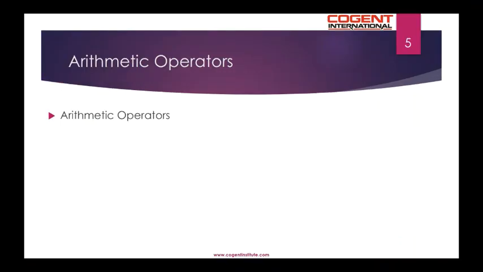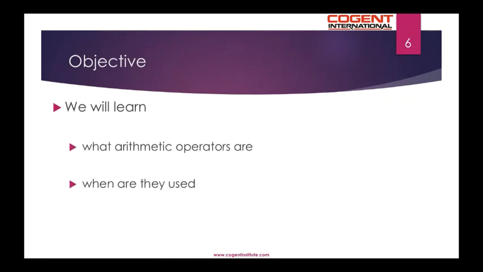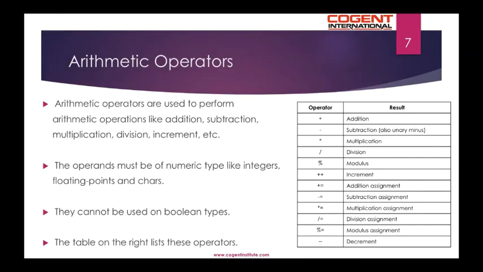In this module, we will look at arithmetic operators in Java. The objective is to learn what arithmetic operators are and when they are used. Arithmetic operators are used to perform arithmetic operations like addition, subtraction, multiplication, division, increment, decrement, etc. The operands must be of numeric type like integers, floating points, and chars. They cannot be used on Boolean types.